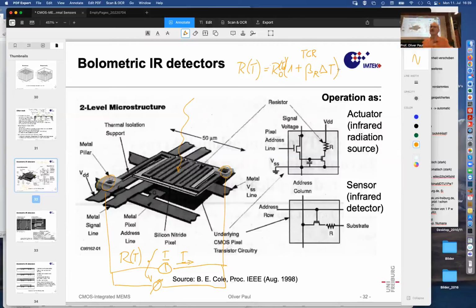And if you can measure that resistance change by comparing that changed resistor with another resistor that doesn't change, for instance, in a half bridge or in a full Wheatstone bridge, then you have an indication of delta T, the temperature increase over the temperature of the surrounding chip, and that delta T is an indication of the power, the radiation power that comes in here.